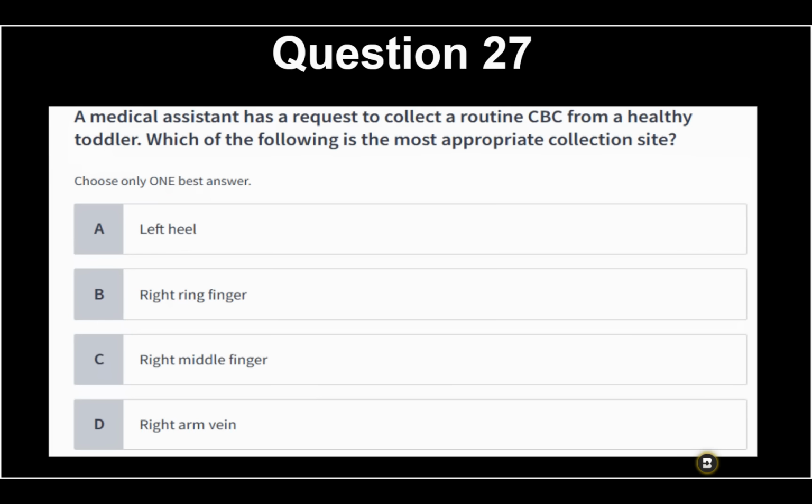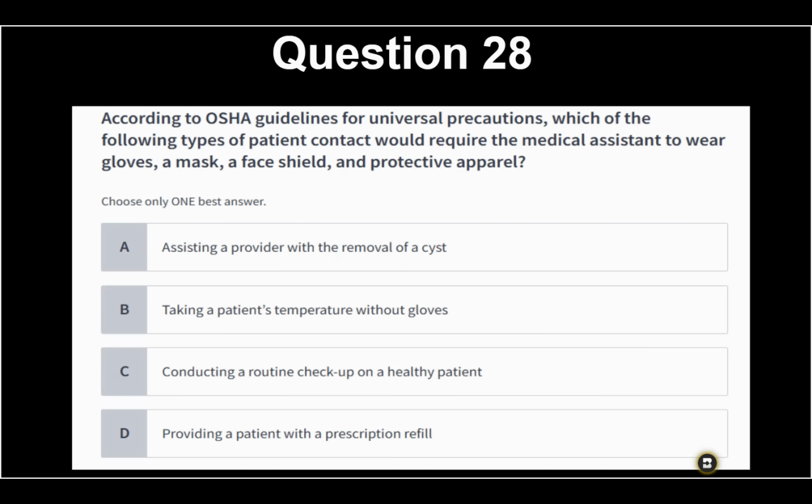Question 28. According to OSHA guidelines for universal precautions, which of the following types of patient contact would require the medical assistant to wear gloves, a mask, a face shield, and protective apparel? Would this be A, assisting a provider with the removal of a cyst, B, taking a patient's temperature without gloves, C, conducting a routine checkup on a healthy patient, or D, providing a patient with a prescription refill?